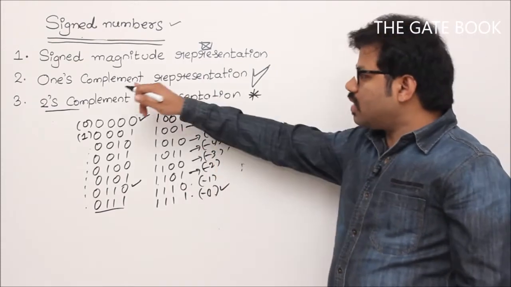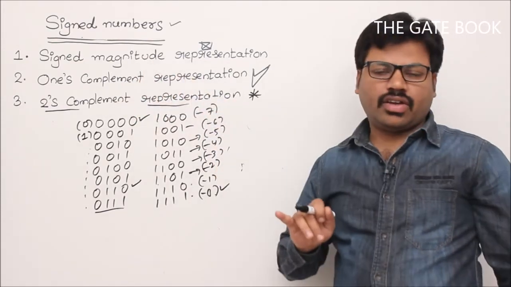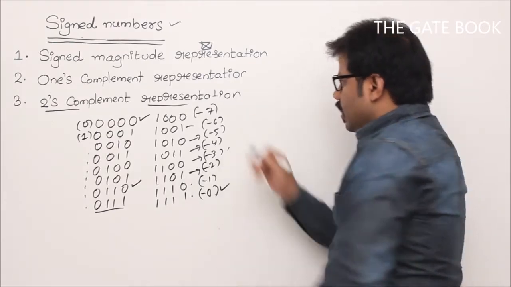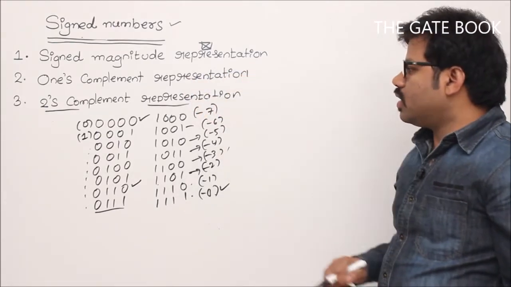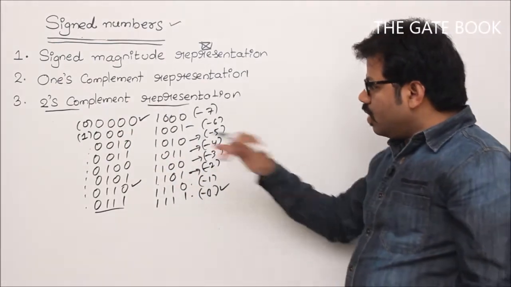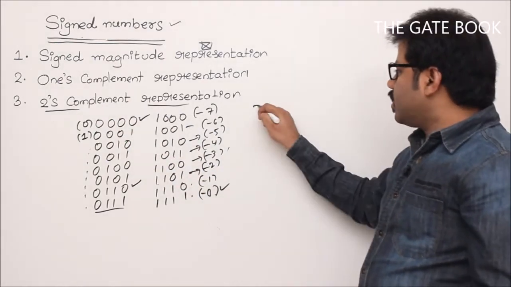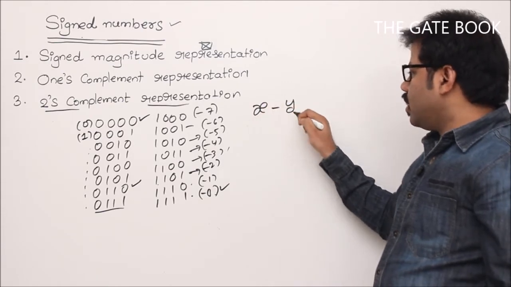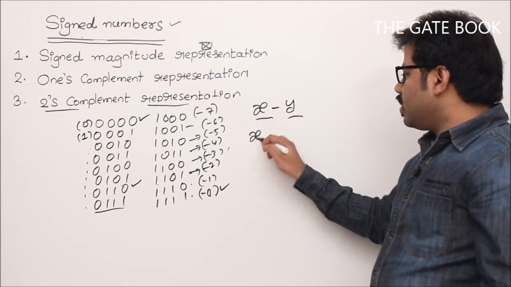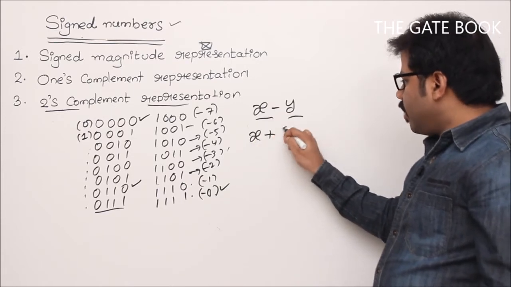Before that, let's talk about subtraction. In one's complement, if I do subtraction, what happens? We'll see how to do that, and after that we'll go to two's complement representation. Now, for example, let me do subtraction. X minus y generally means we are doing subtraction. So x minus y is nothing but, can I write x plus minus y?